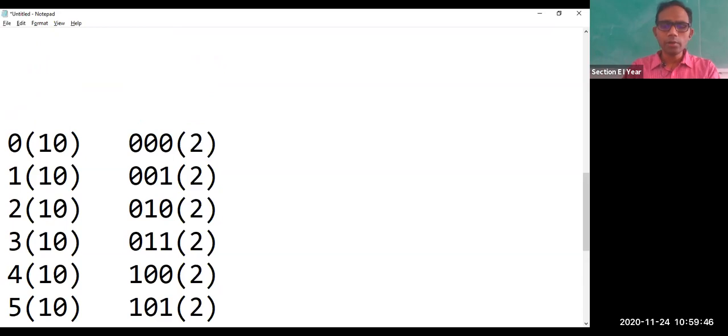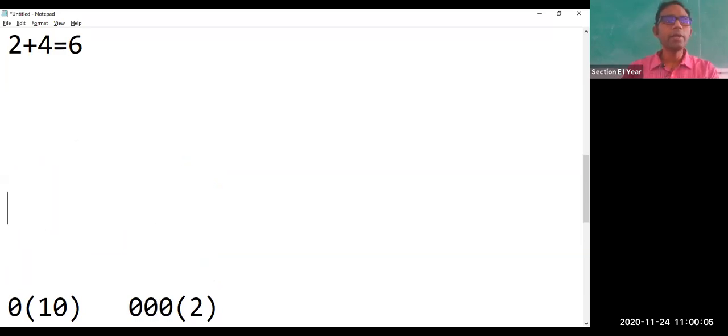I'll give you the example of adding 2 plus 4. So what will be the result? 6, right? Decimal number system. If I write 4, other than 0 and 1, it is decimal number system by default. 2 plus 4 is equal to 6. Now let us write the binary equivalent of 2. What will be the binary equivalent of 2?